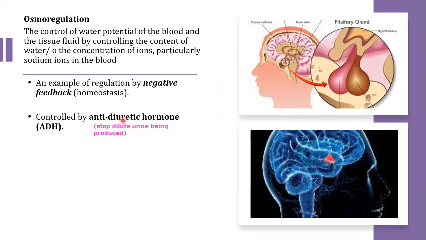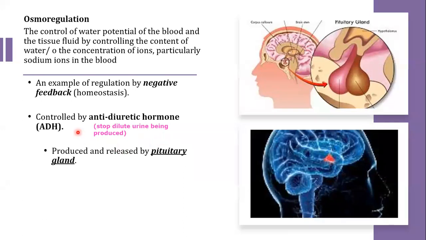Why? Because antidiuretic hormone will induce a response whereby it will cause more reabsorption of water. It will stimulate more reabsorption of water, which makes the urine become more concentrated. Because diuretic comes from the word diuresis, which means the production of dilute urine. So anti-production of dilute urine means making urine more concentrated.